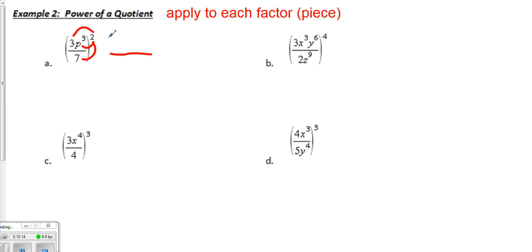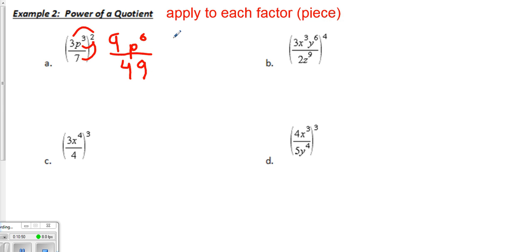So we would have 3 to the second power, which would become 9. We have p to the third power to the second power. Remember, the power to a power property from our last video means we multiply them, so it would become p to the 6th power. It's not p to the third plus 2, it's p to the 3 times 2, so p to the 6th. And this 2 also gets applied to the 7. So 7 squared, 7 to the second power, is 49.